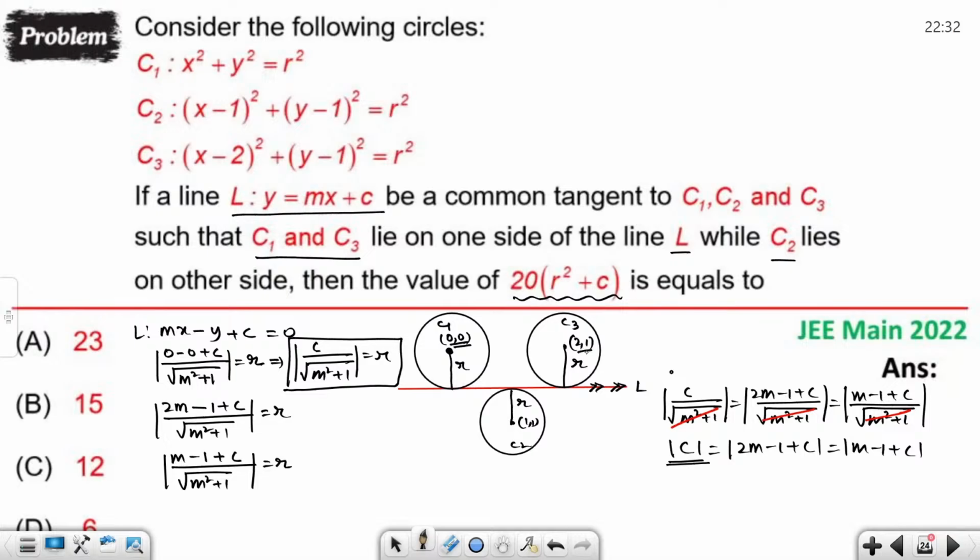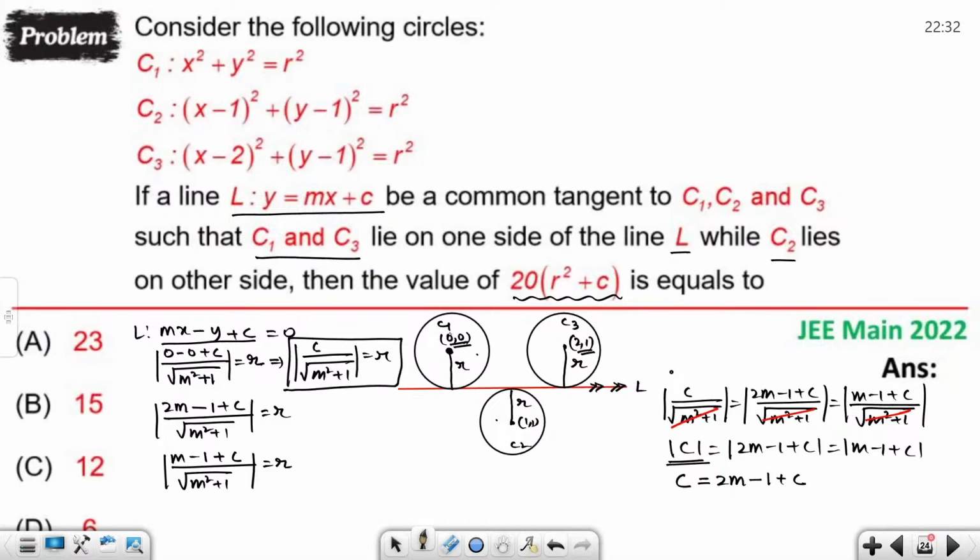And when we put 2, 1 in the given line L, we are getting mod of 2m minus 1 plus c. Now these two will have the same sign as the centers are lying on the same side of the tangent L. Therefore, your C will be equal to 2m minus 1 plus c. I have opened the mod sign with the same positive sign. Is it clear?